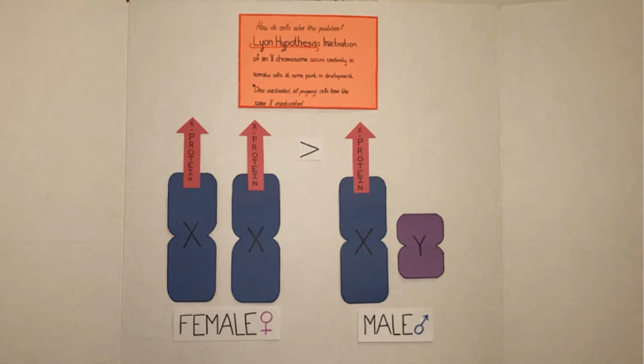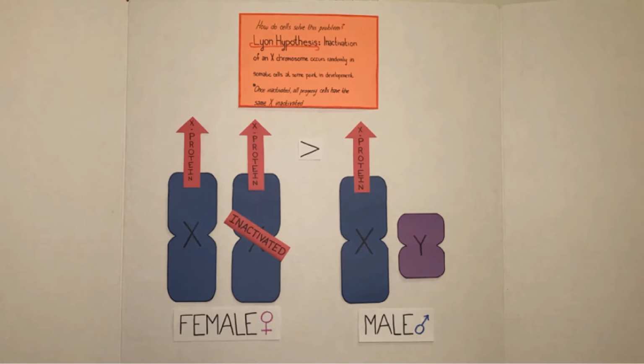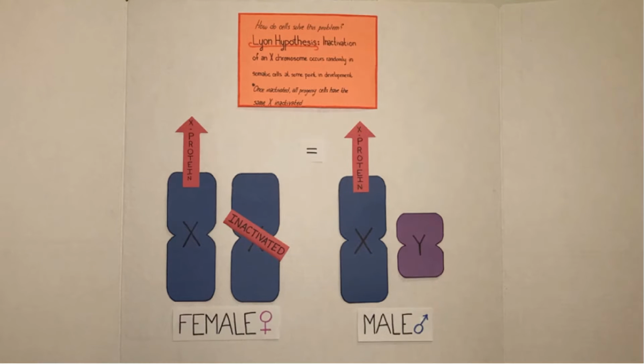Enter the Lyon hypothesis, which states that in order to equalize the amount of produced protein, the inactivation of an X chromosome occurs randomly in somatic cells, meaning body cells, at some point in development. This shuts down the protein synthesis from one X chromosome and equalizes the amount of X chromosome proteins being produced between females and males. This inactivated X chromosome is the Barr body.